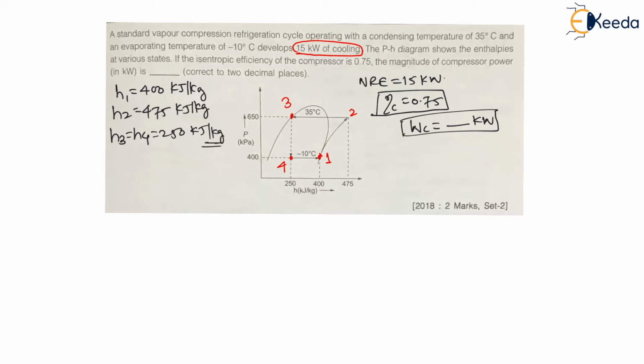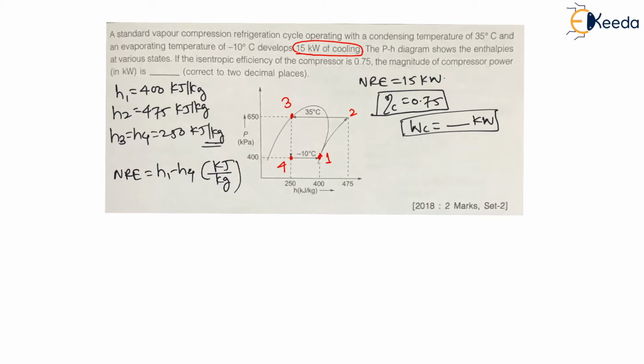Now my dear students, now here net refrigerating effect. Net refrigerating effect is nothing but for process 4 to 1, that is the evaporator. Therefore the net refrigerating effect is nothing but H1 minus H4, and as these enthalpies are given in kilojoule per kg, this net refrigerating effect will be in kilojoule per kg, right?